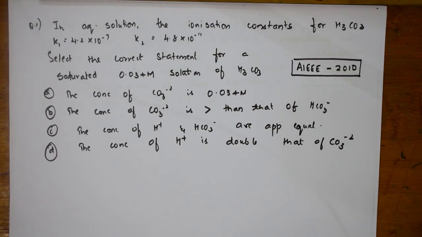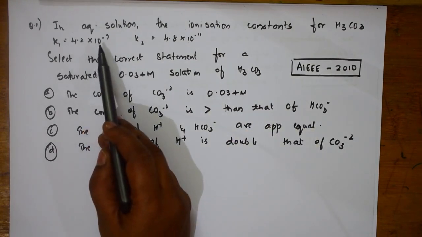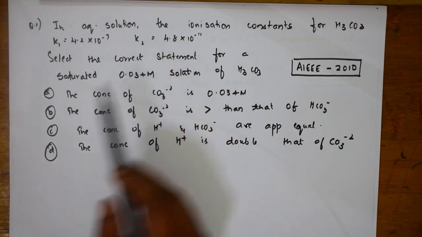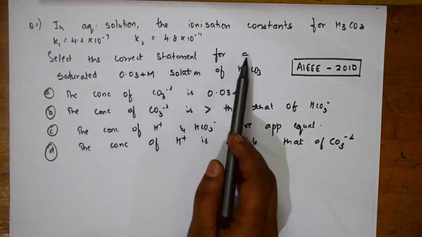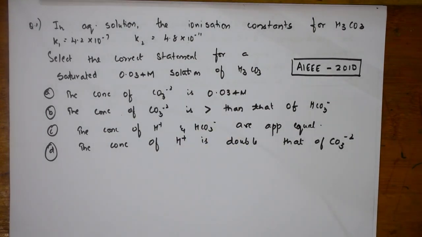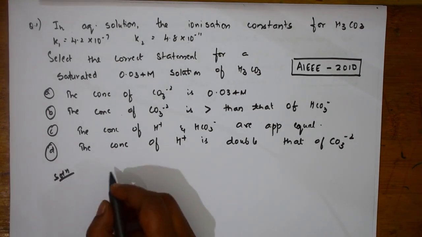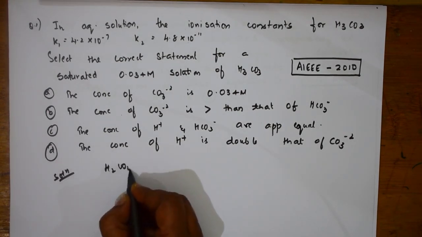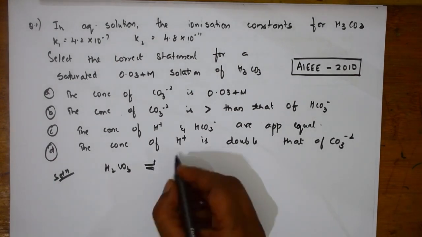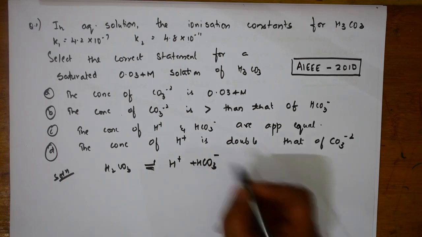Here they've given us that in aqueous solution the ionization constant of carbonic acid K1 is so much. Then they've given the K2 value. Then they said select the correct statement for a saturated 0.034 molar solution of carbonic acid. So I need to solve this and find which is the correct one. Let us solve the numerical. First of all, they said carbonic acid. Let me take carbonic acid, H2CO3.